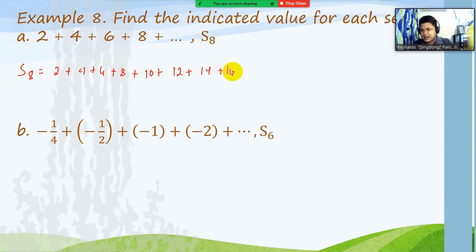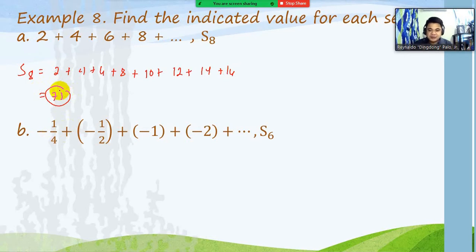Then the last thing is you have to add them. If you have your calculators, you can just simply use your calculators in adding them easily. So in this case, the final answer here is 72. So S sub 8 is equal to 72 when you add them.